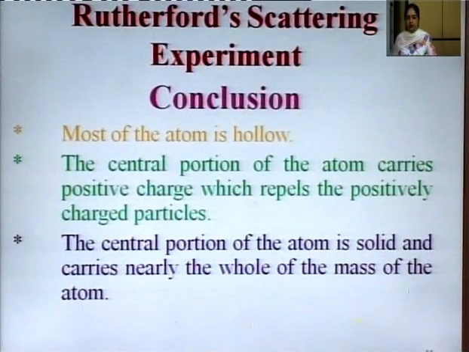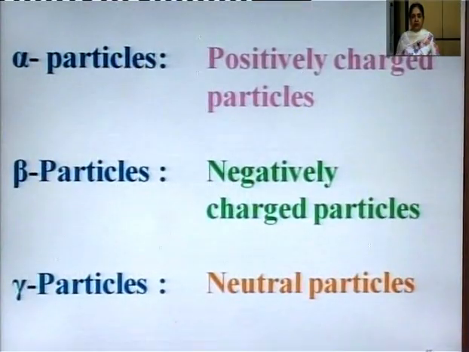The central portion of the atom is solid and it carries the whole of the mass of the atom. Alpha particles are positively charged particles. Beta particles are negatively charged particles. Gamma rays are neutral.